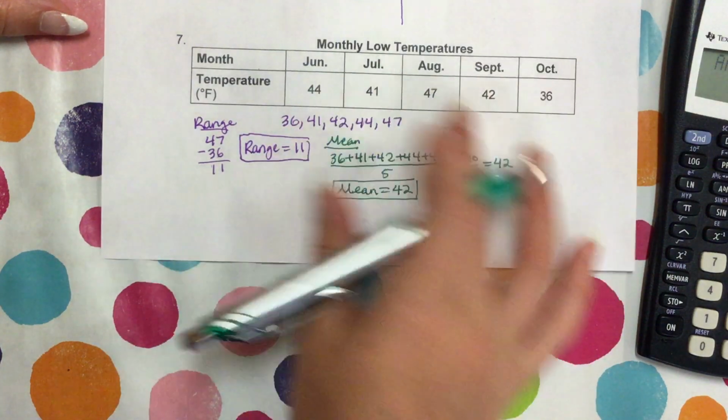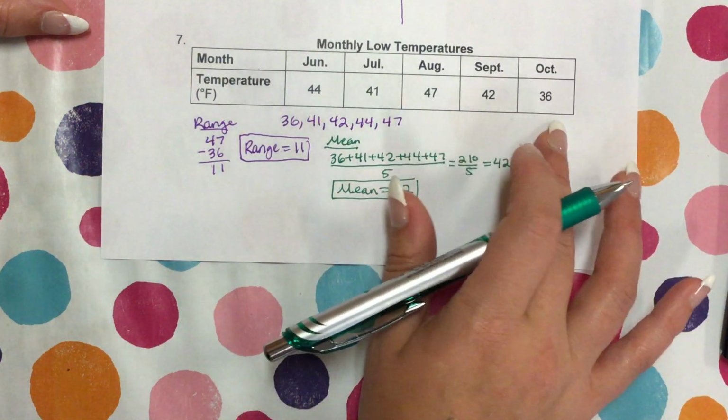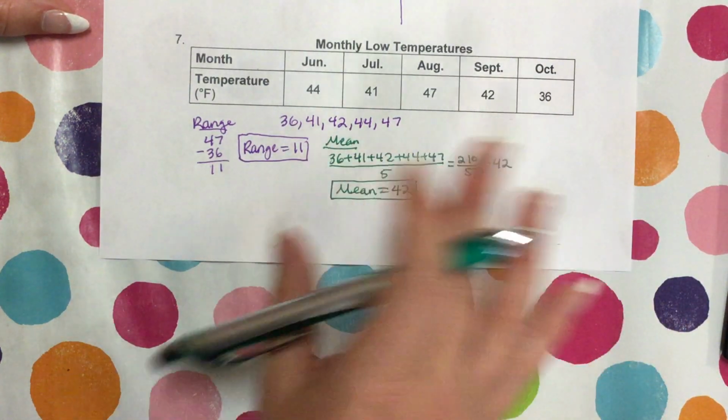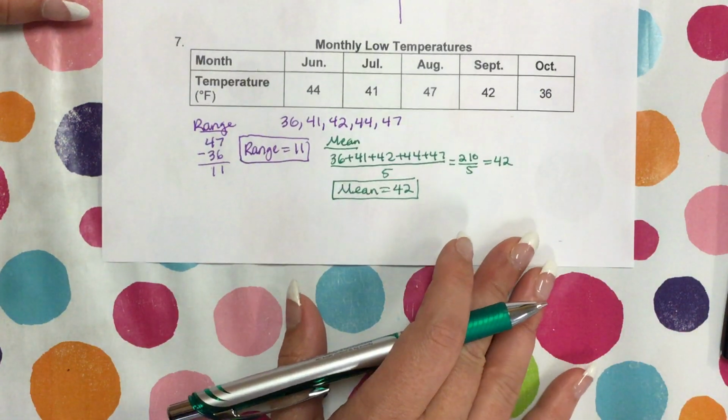Okay, and if you see, those numbers are around 42. There's some that are below, some that are above. It's just kind of in the middle, all right?